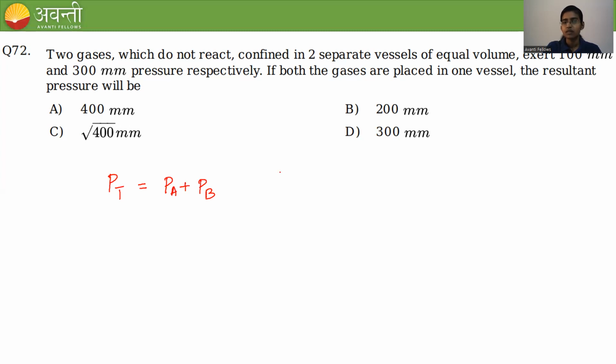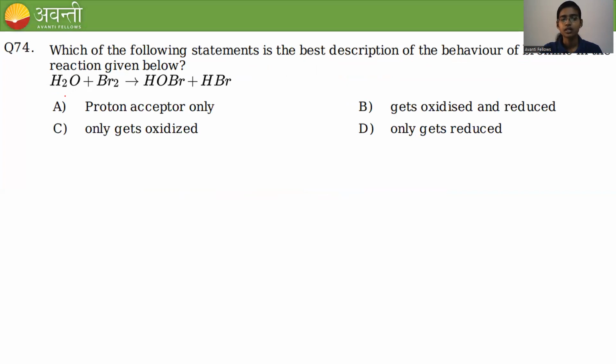So two pressures are given. One is PA and the other one is PB. PA is equal to 100 and PB is equal to 300. So the total pressure will be 400. Okay, that's an easy question, right? So the answer is option A. 400 mm is the answer. Next we'll go for question number 74.